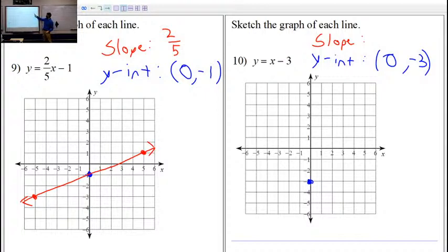0 because the x-coordinate is always 0. -3 because there's a -3 out there. So that means our y-intercept has to be negative. So we start at (0, -3).